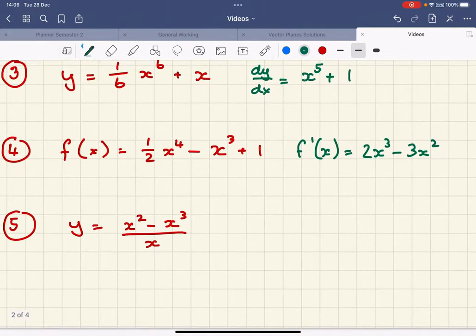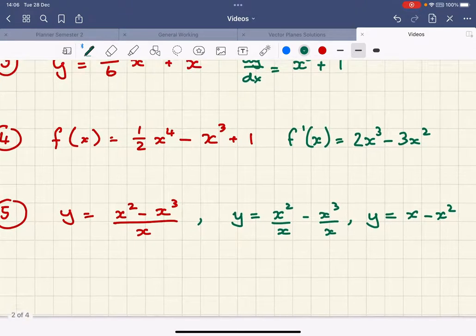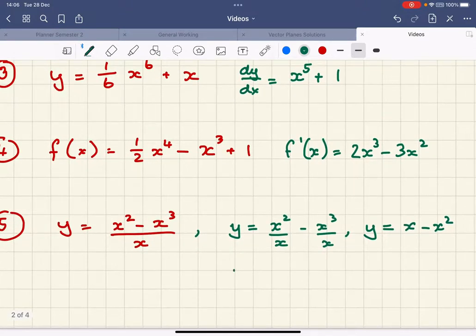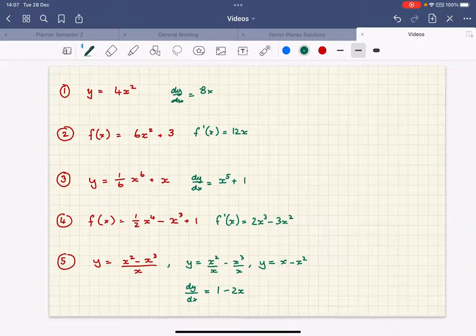And then the last one, which may have caused you a little bit of trouble, unless you think about doing this as y equals x squared divided by x minus x cubed divided by x, which is x minus... So before I differentiate, think about everything being divided by x, and then dy by dx is simply 1 minus 2x. So we have all the answers there.